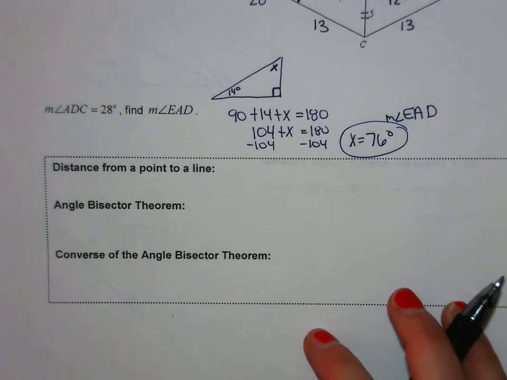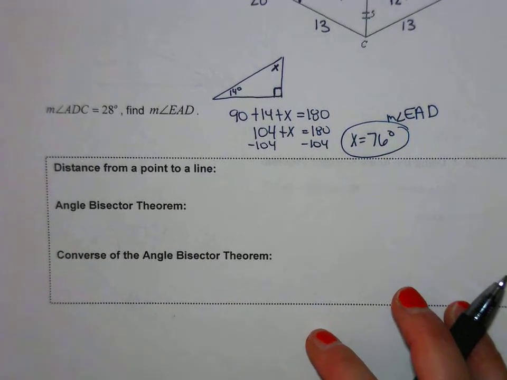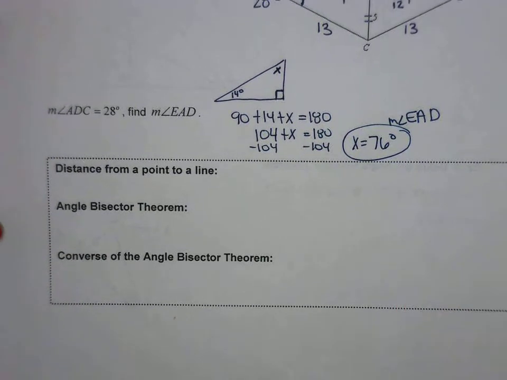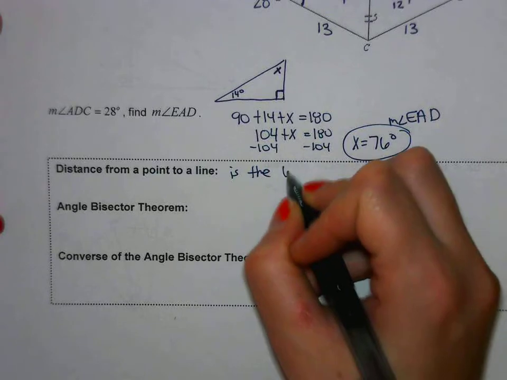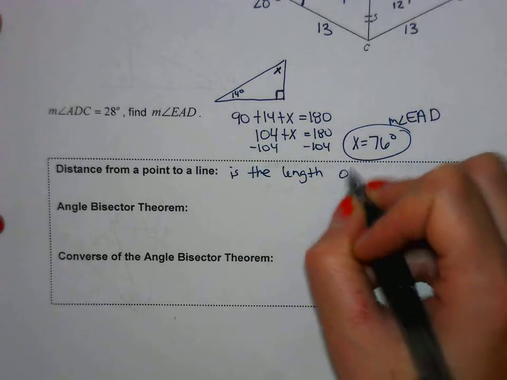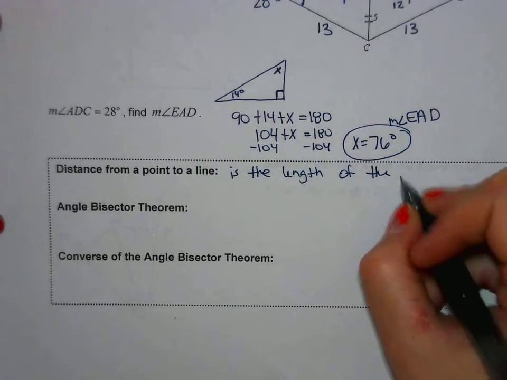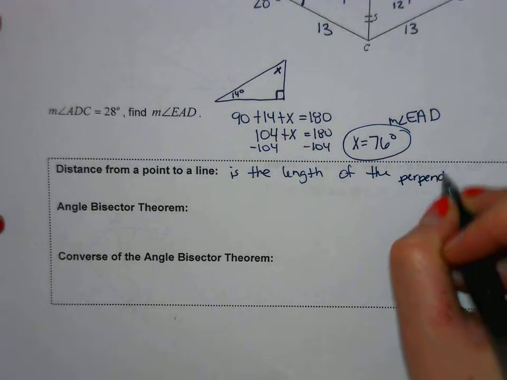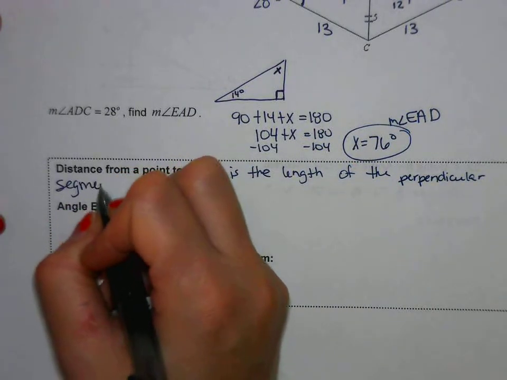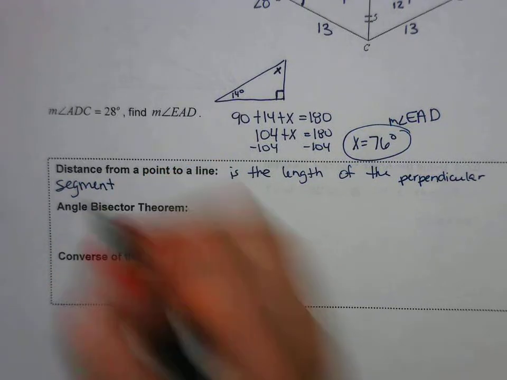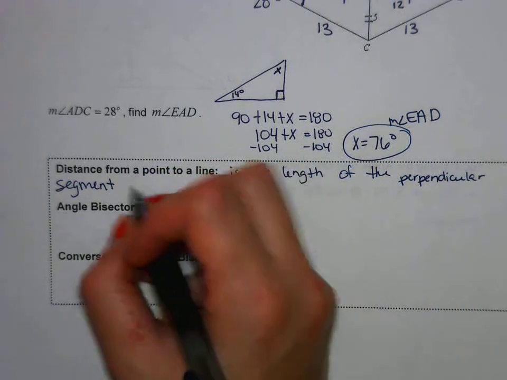Alright, look at the distance from a point to a line. It's the length of the perpendicular. So it is the length of the perpendicular segment from the point to the line.